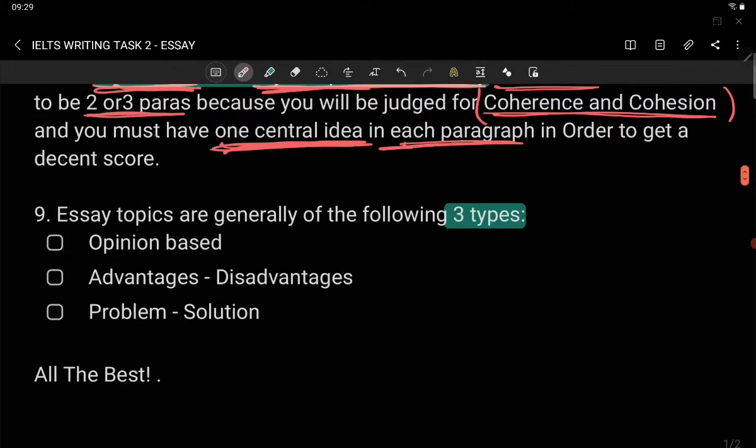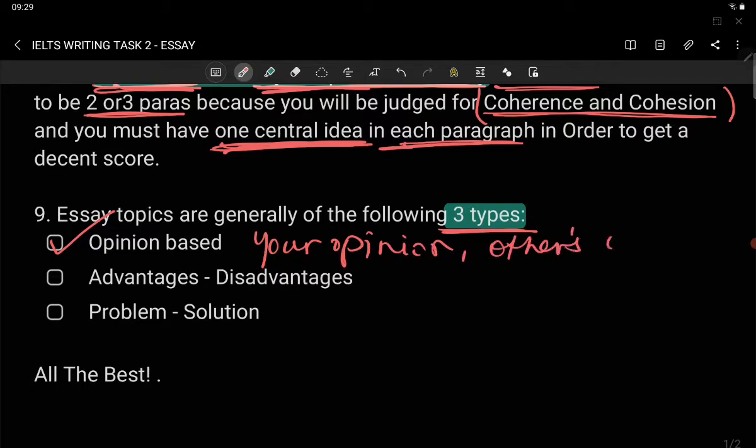The essay topics are generally of the following 3 types: Either you get opinion based essays where they can ask for your opinion or others' opinion on some topic, or they may ask for all of it, your opinion plus others' opinion, depends on the topic, but it will be opinion based. What people think, I think, some people think, other people think, that way.